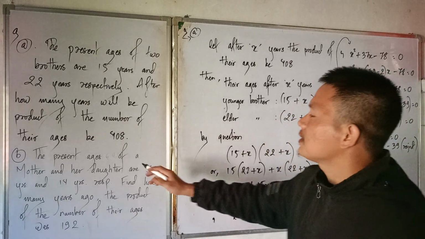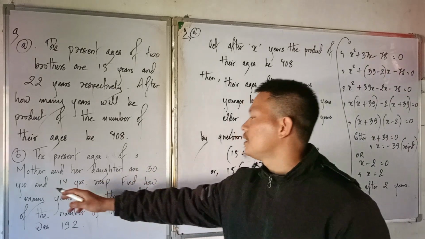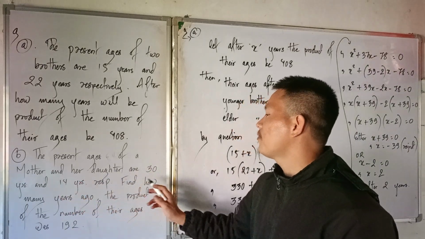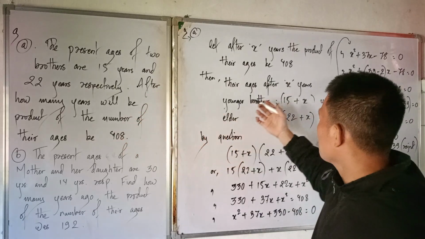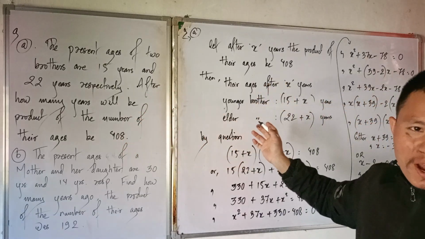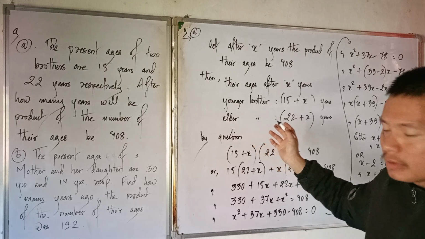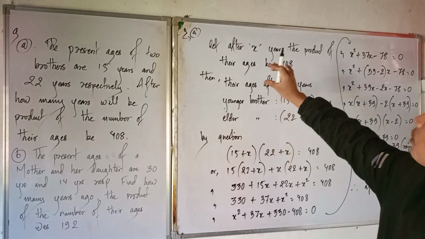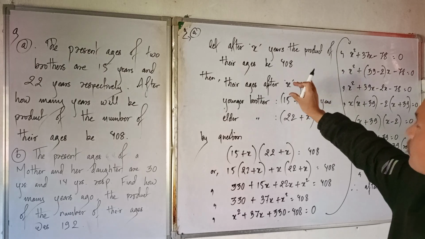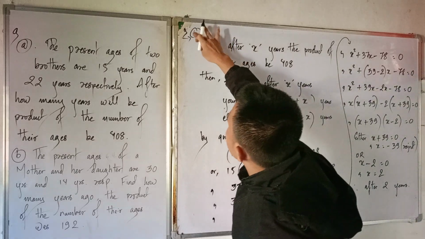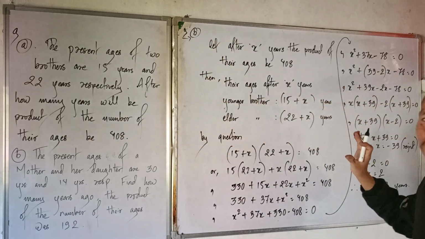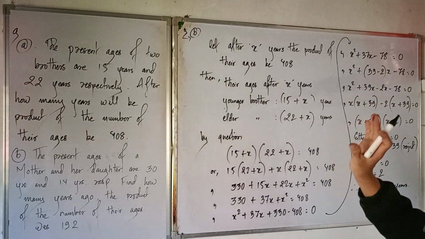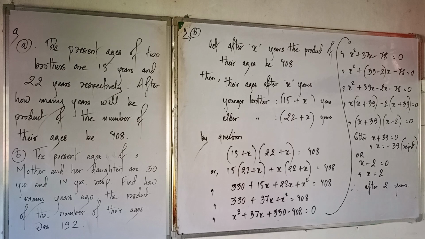Now let's move on to number B. The present ages of mother and her daughter are 30 years and 14 years respectively. Find how many years ago. In this case, you just subtract. I'm going to modify this answer. It's the same, but only certain conditions are different.